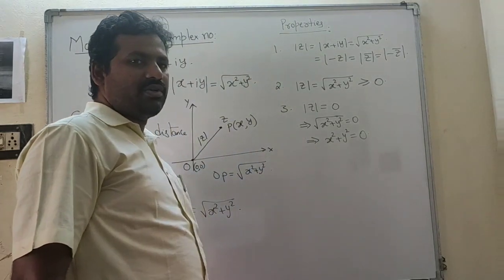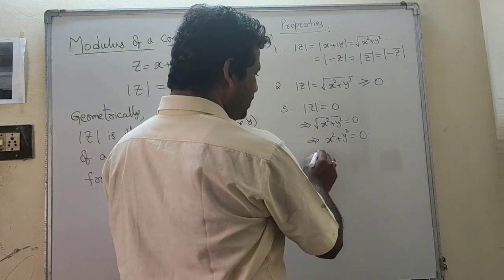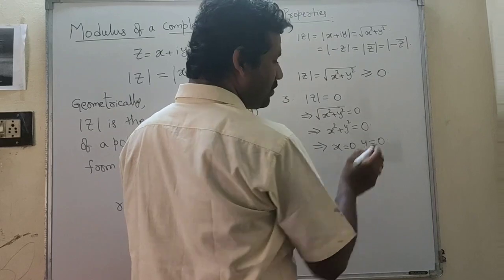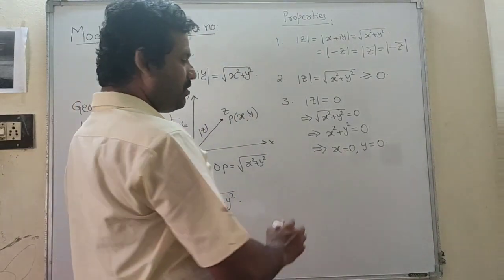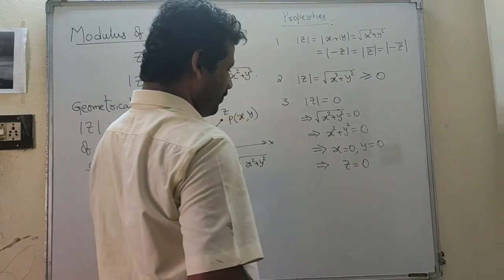What does x square plus y square equal to 0 mean? Sum of the squares is 0. That means x equal to 0, comma y equal to 0. x is 0, y is 0, what does it mean? So that implies z equal to 0.